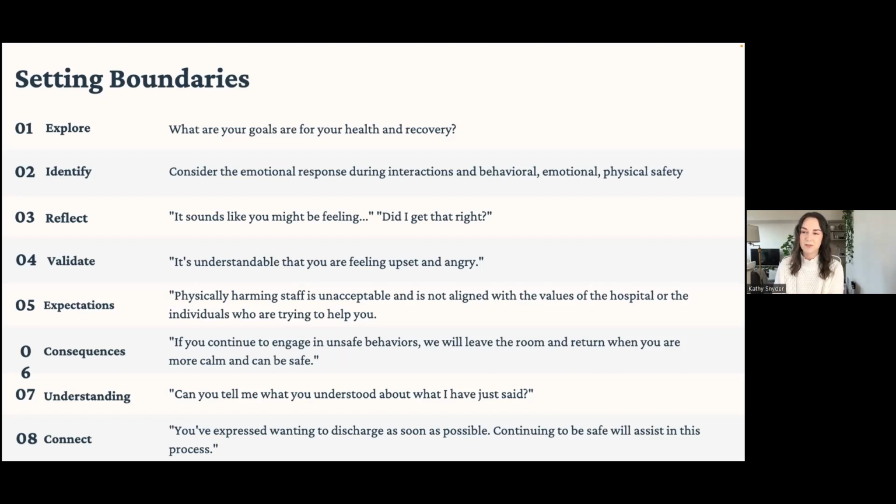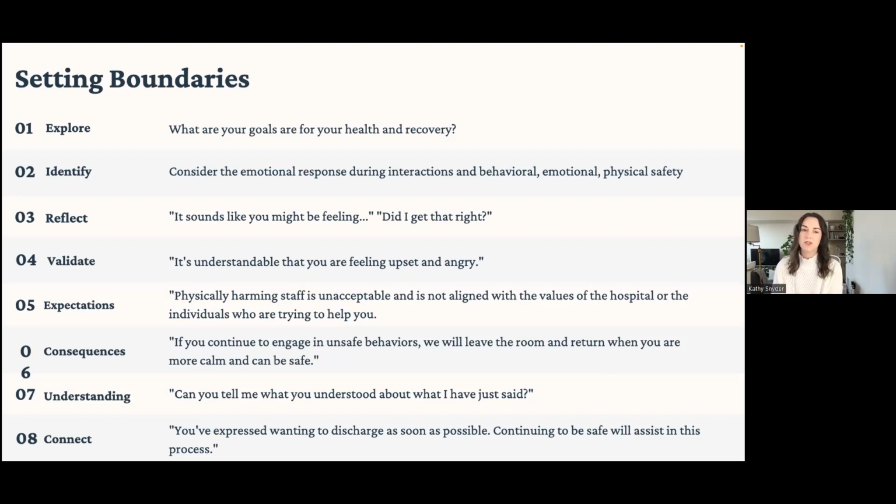And it is okay to be wrong. And then I'm going to validate, but only validate what's valid. So in this case, thinking about maybe patients who are demonstrating really unsafe behaviors, you can tell them, it's totally understandable to me that you'd be feeling really upset and angry right now. And then we move on to the expectations. However, physically harming staff is unacceptable. It's not aligned with the values of the hospital or the individuals who are attempting to help you.